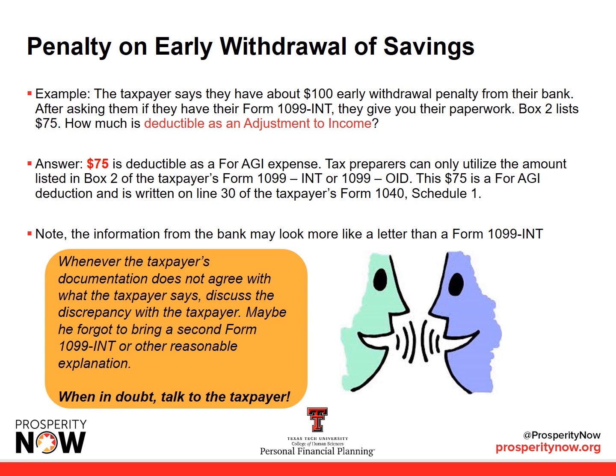The answer is $75 is deductible as a for AGI expense. Tax preparers can only utilize the amount listed in Box 2 of the taxpayer's Form 1099-INT or 1099-OID. The $75 is a for AGI deduction and is written on line 30 of the taxpayer's Form 1040 Schedule 1. Note, the information from the bank may look more like a letter than a Form 1099-INT. Always remember, when in doubt, talk to the taxpayer.